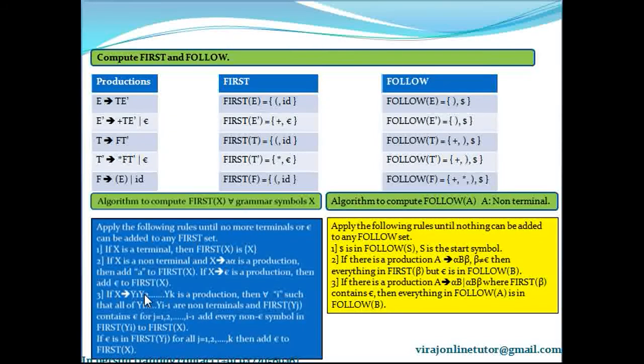You keep on doing this till first of y contains epsilon in them. If first of all y's on the right hand side contains epsilon in it, then you place epsilon in the first of x as well. I repeat, if first of all y's on the right hand side of the production contains epsilon in it, only then you add epsilon to first of x, as far as this production goes.